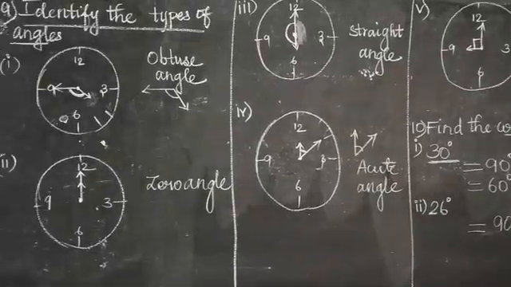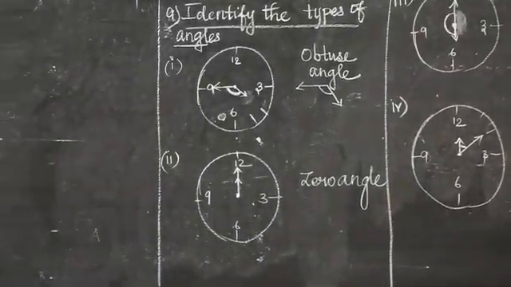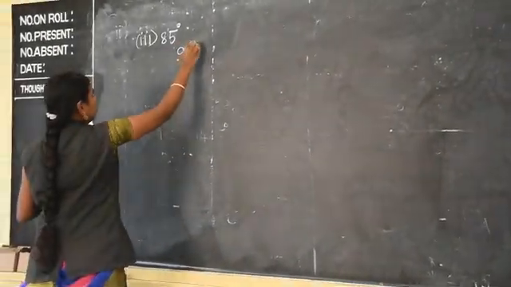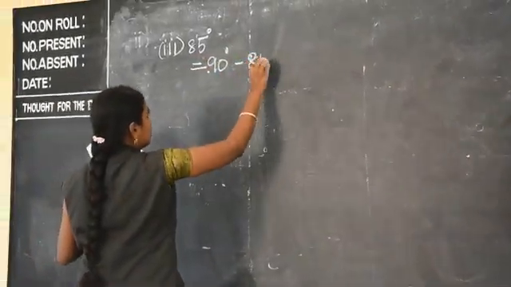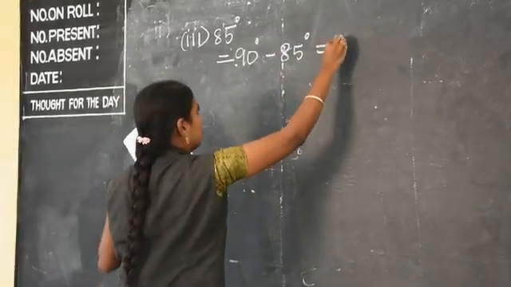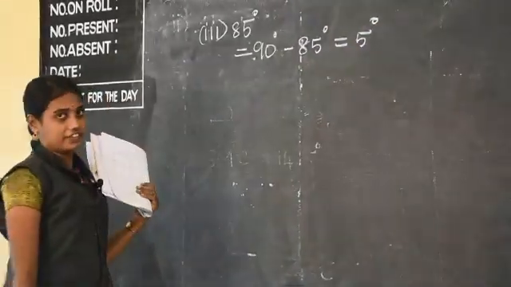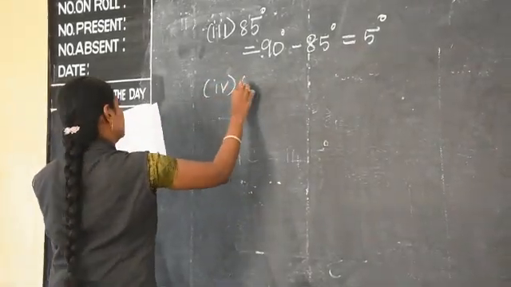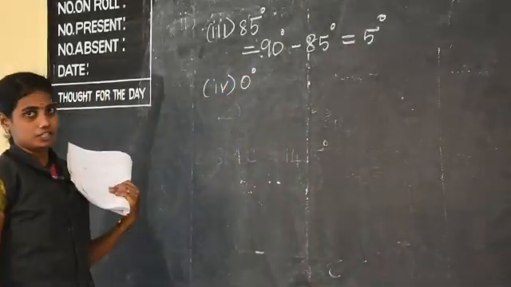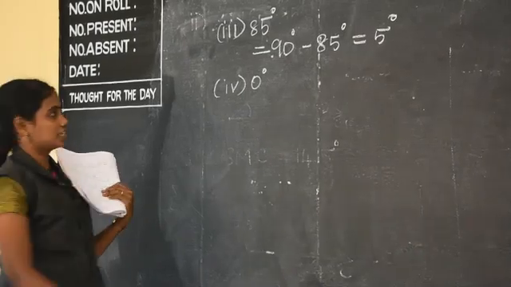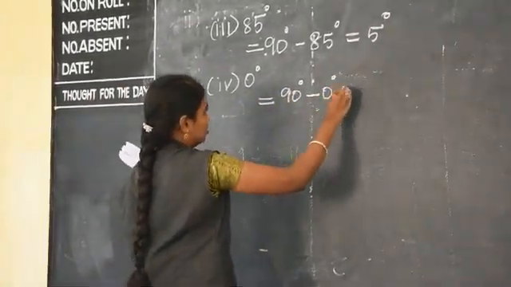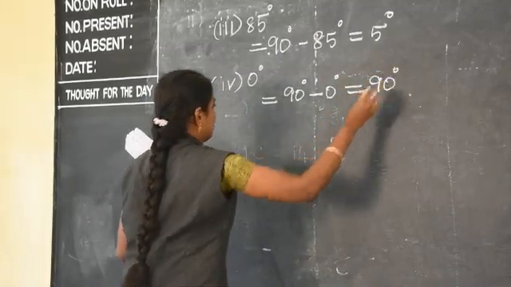Option 3, 85 degrees. 90 minus 85 is 5 degrees. Then option 4, 0 degrees. Since complementary is given, we can go directly. 90 minus 0 degrees is 90.